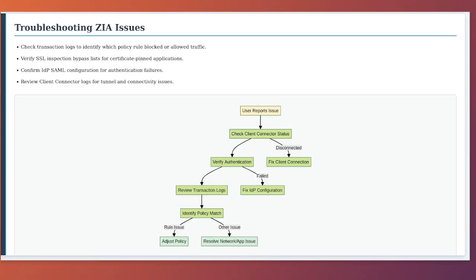Authentication issues often stem from identity provider configuration problems. If users cannot authenticate, verify that the secure SAML configuration is correct in both Zscaler and the identity provider.